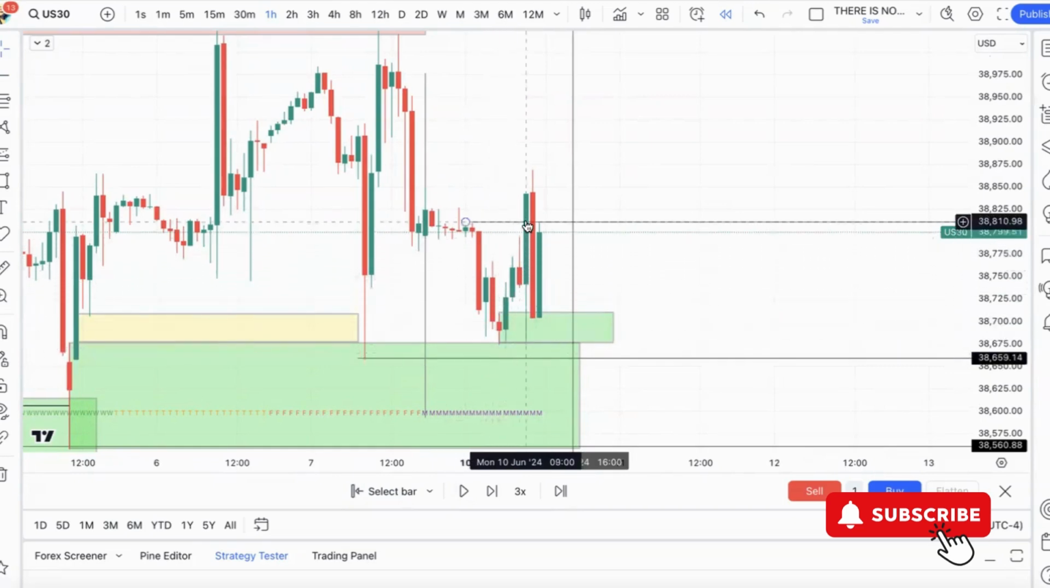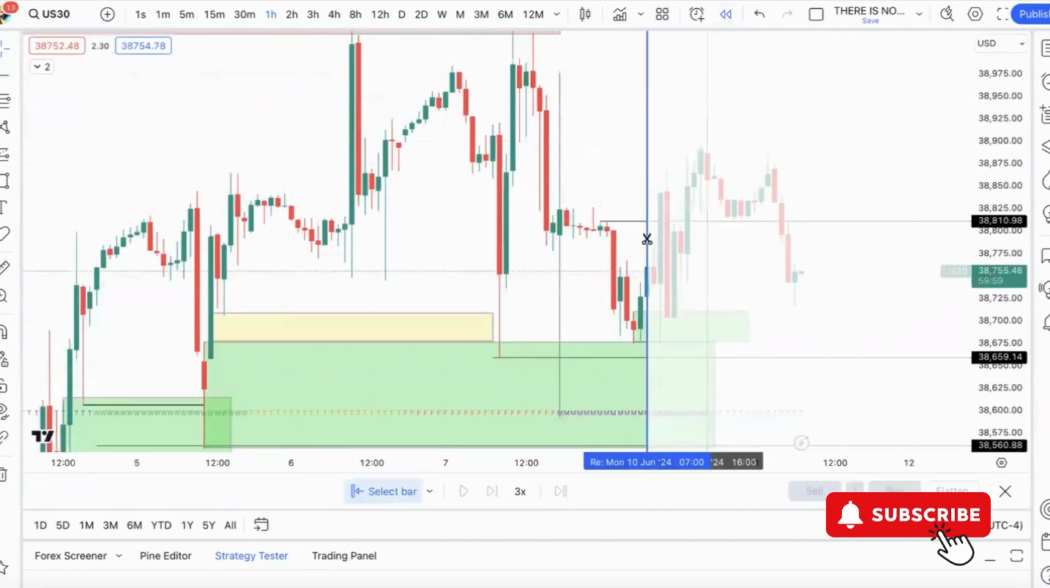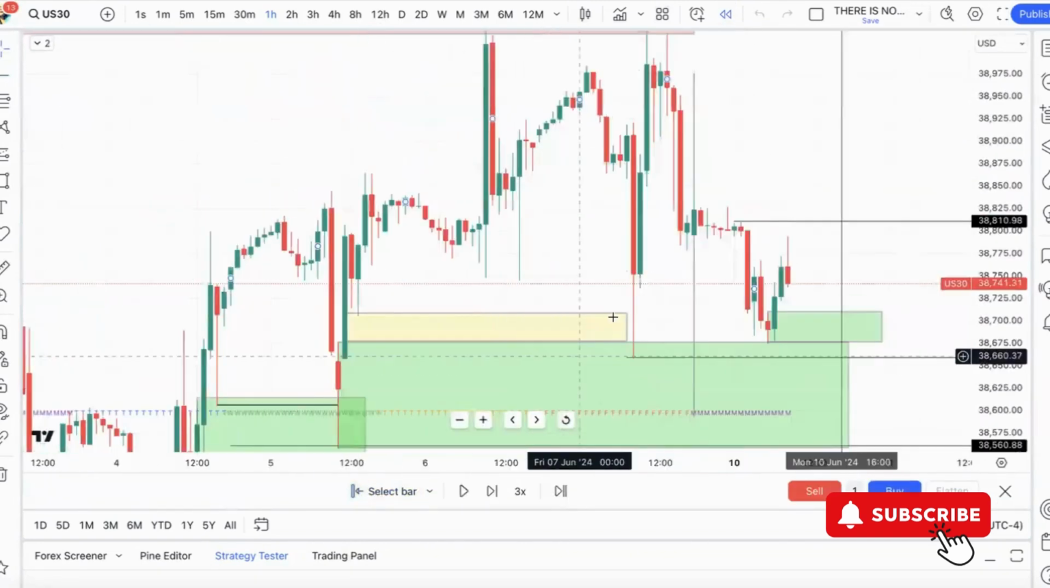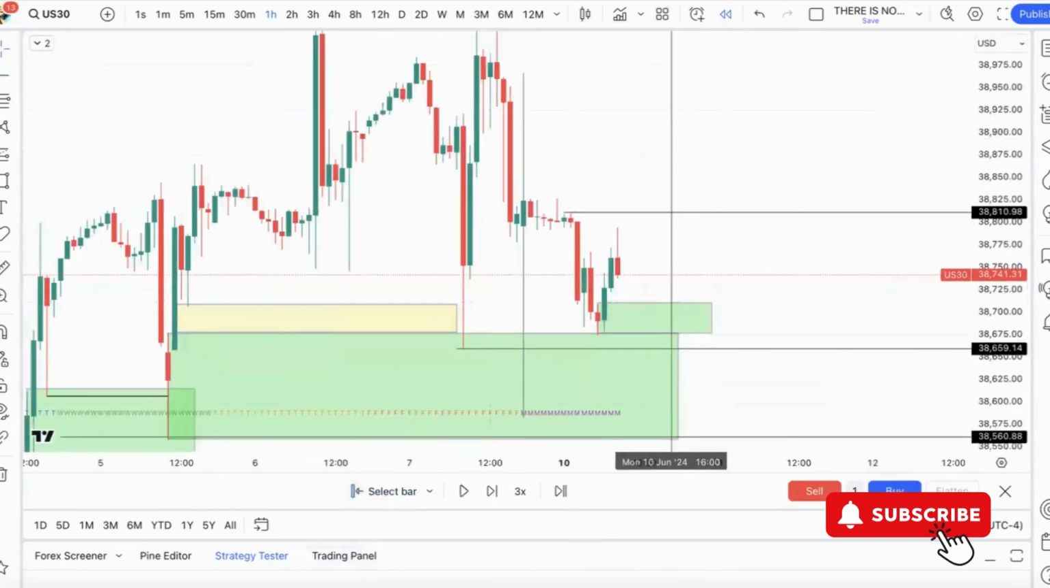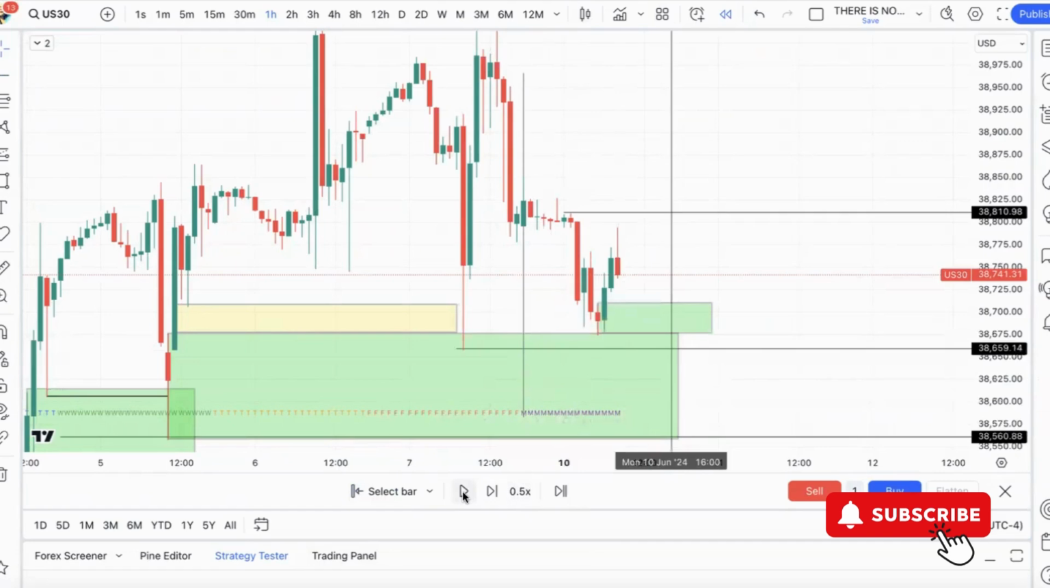So price came into, let me see what happened. I have to go back a little bit. Yes, let's go back a little bit. I want to see what happened first. So there was the area of interest. I think I was watching it in real time. I still was not satisfied with that setup.